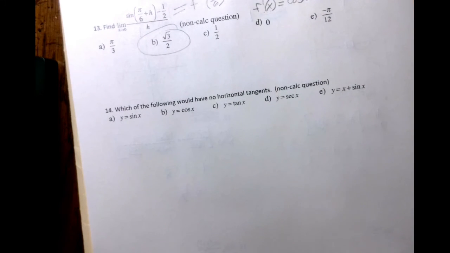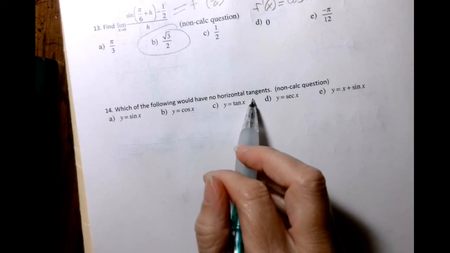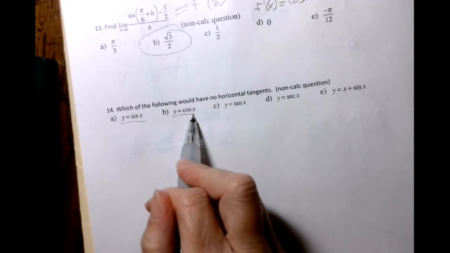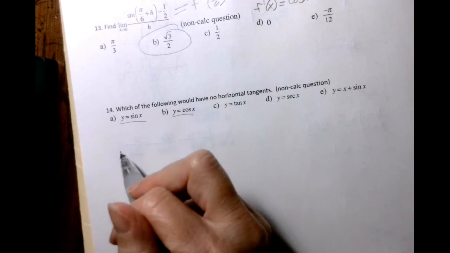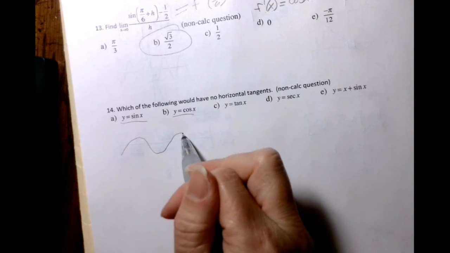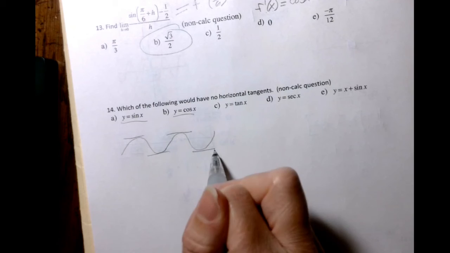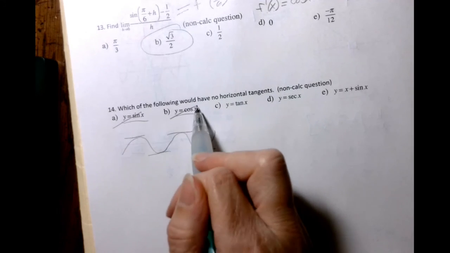Which of the following would have no horizontal tangents, no flattening? Well, I look at sine and I look at cosine to start, and those we know are the traditional wave functions. Those have lots of horizontal tangents. So that means those are off the table.